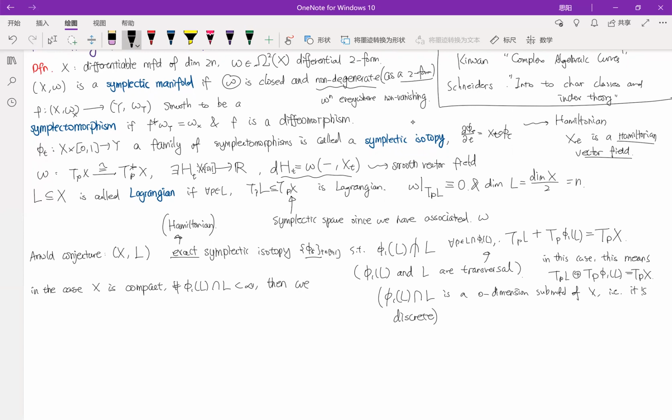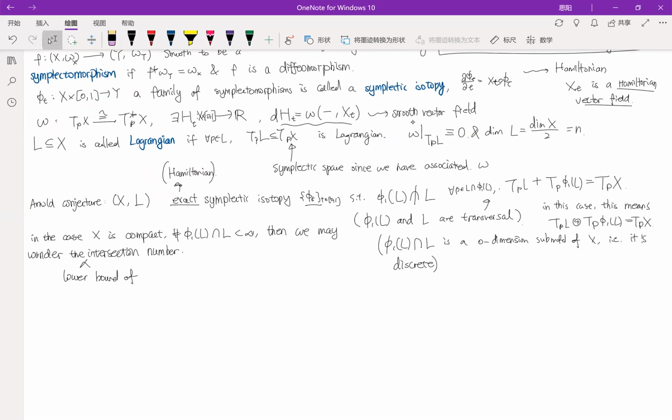Then we may wonder about the intersection number, a lower bound of the intersection number. And another conjecture says that once we have X and L with X involutive, that is with an involution phi from X to itself with phi pullback omega equal to minus omega and phi squared is 1. Phi squared is identity. That is called an involution.